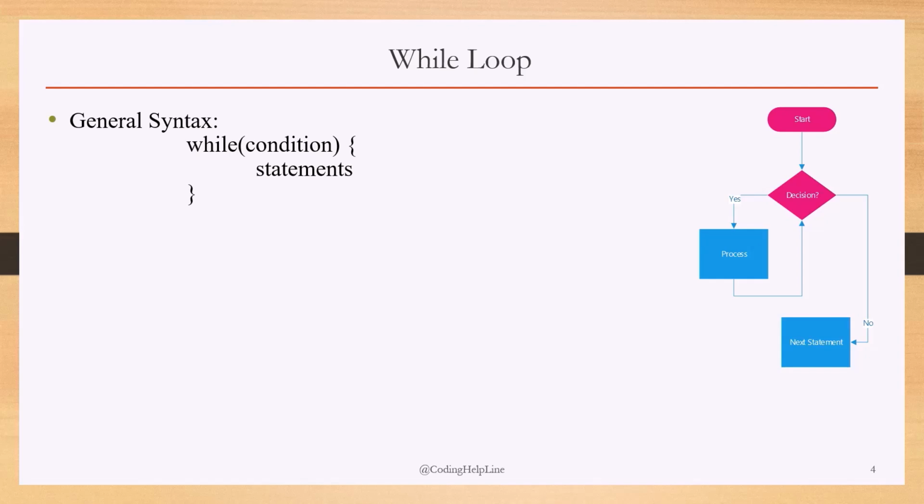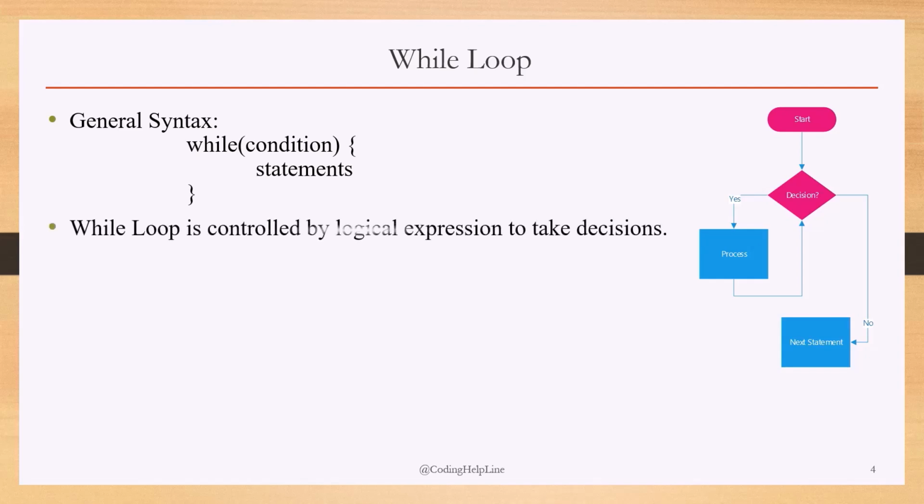Let's see the flowchart. This is the start of the program and start of the while loop, and this is the decision inside this parenthesis that is evaluated. It is a logical expression. If it evaluates to true, the process or the statements will be executed, and it goes back to the decision, and this continues as long as the condition or the decision is true. Once it becomes false, it goes to the next statement and the loop iteration stops.